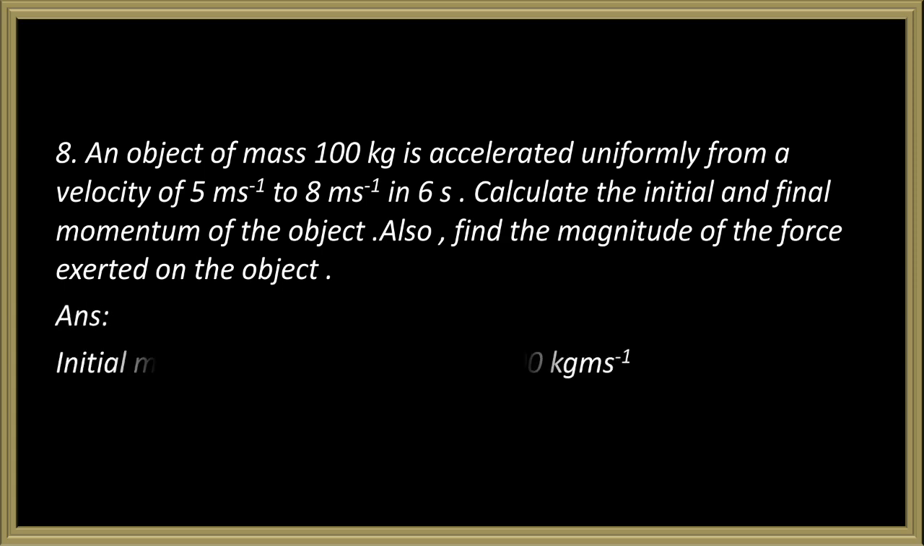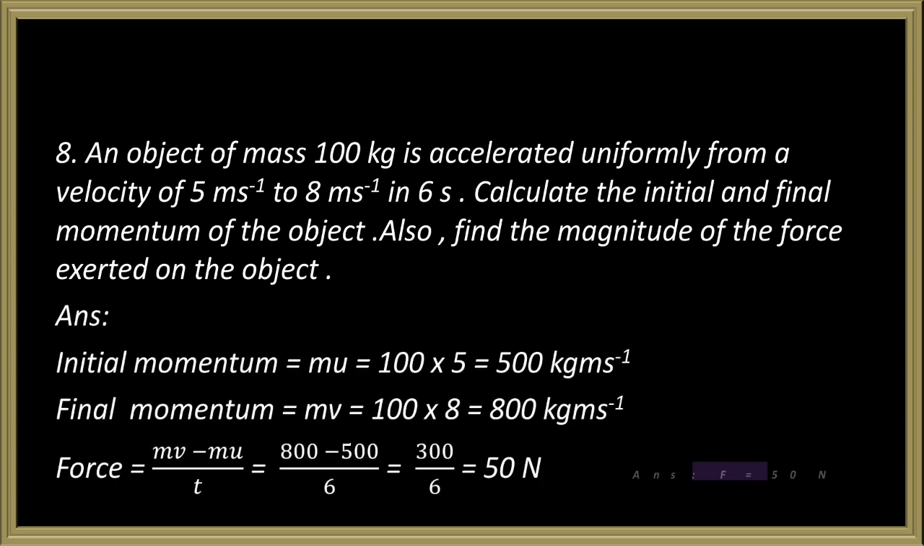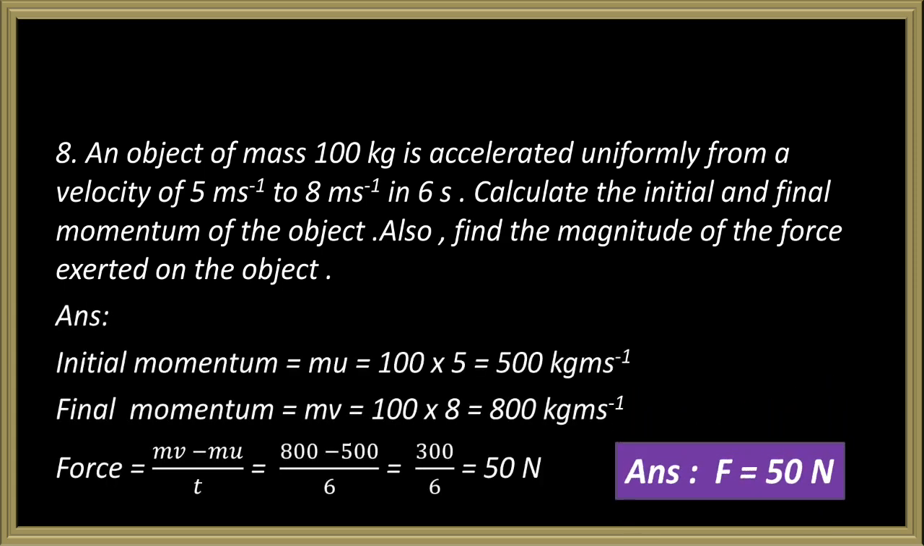Now question number 8. An object of mass 100 kg is accelerated uniformly from a velocity of 5 meter per second to 8 meter per second in 6 seconds. Calculate the initial and final momentum of the object. Also find the magnitude of the force exerted on the object.